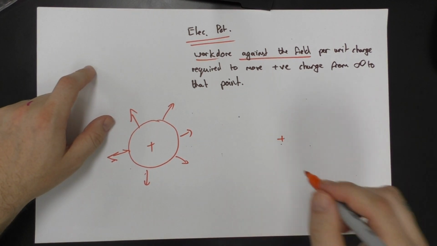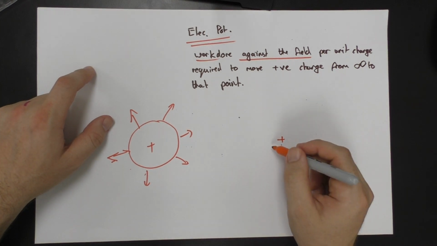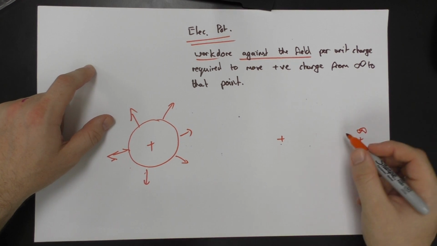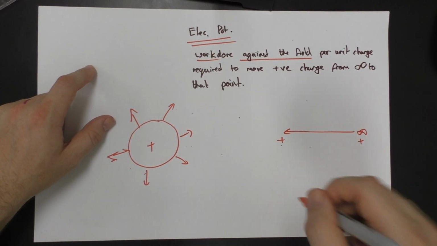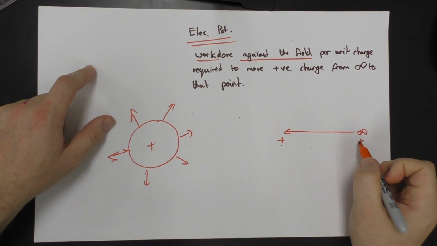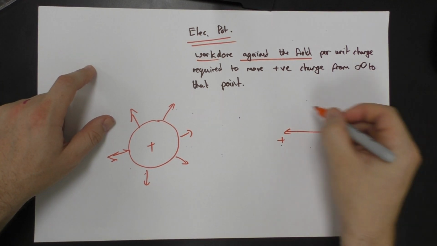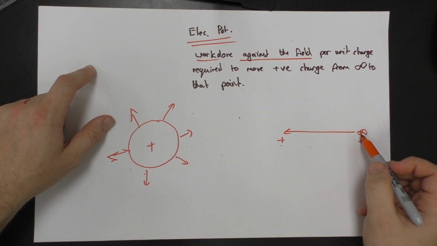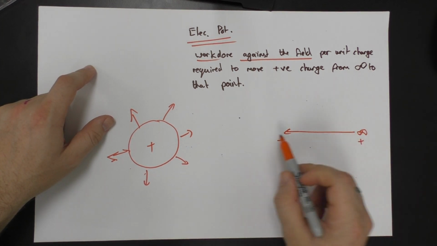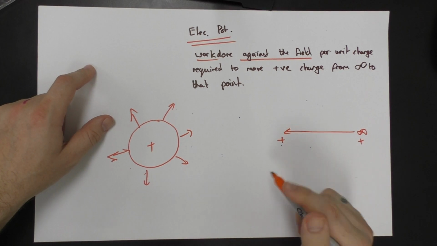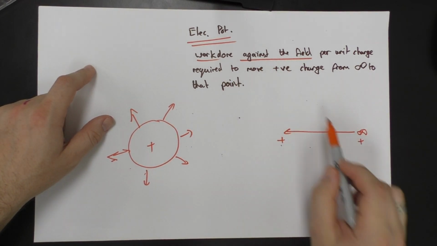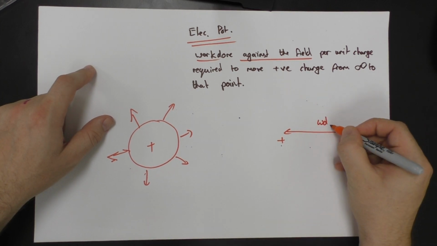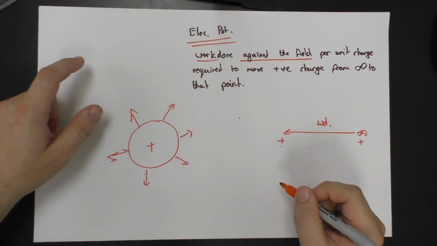So we stick a positive charge in this field. In order to move a charge from infinity to that point, we have to do work on it. We have to physically move it from there to there. Whereas in the case of the gravitational one, it was gravity that had to move it from infinity to that point. So the work done is slightly different. So work done against the field, because the field is acting in that direction here. So this is work done against the field.